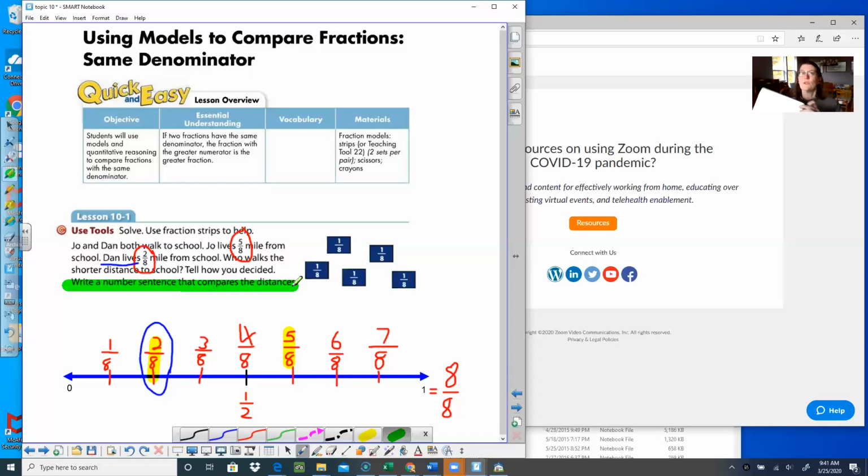Okay, so boys and girls, I finished my number line. I wrote Dan walks less. I circled both of my fractions, and I did my equation that compares the distance. So hopefully yours looks a little bit neater than mine. And the cat's playing the piano again.